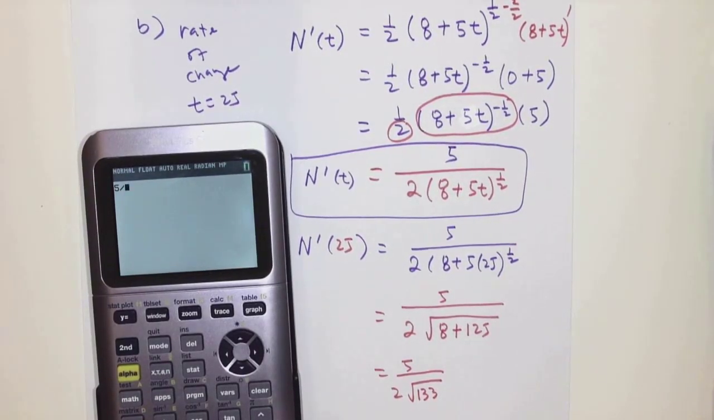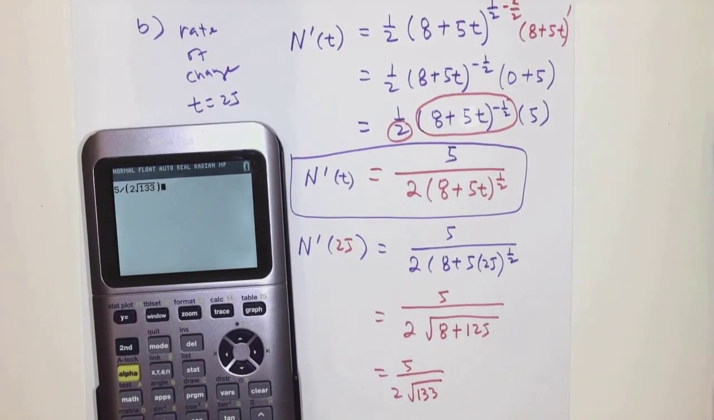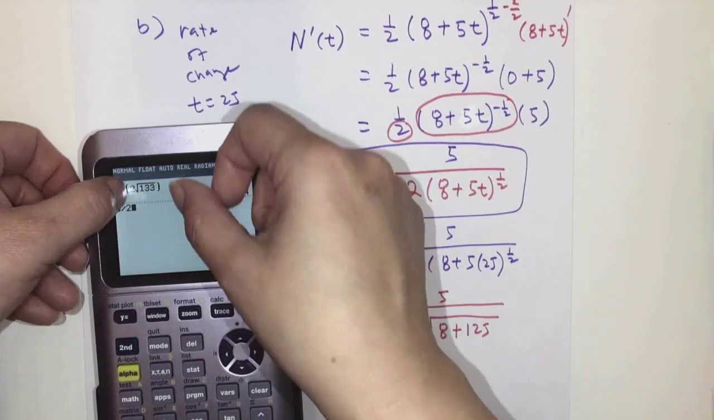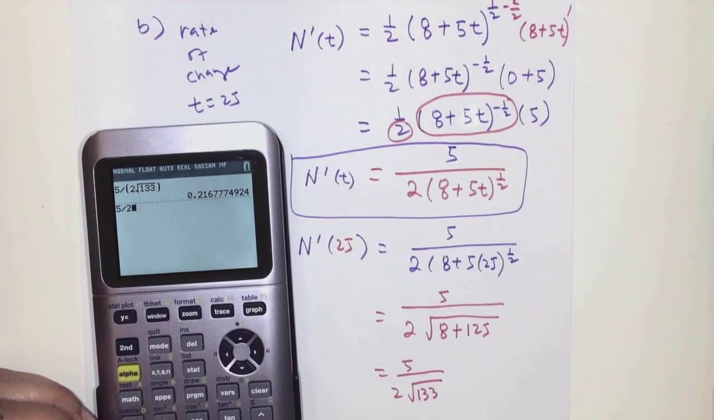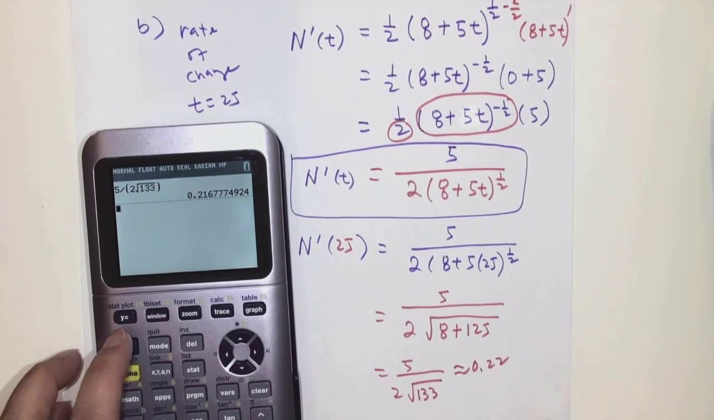5 divided by parenthesis 2 square root of 133, close it. Okay, so you have to be very careful when you do this, okay? Because if you do 5 divided by 2, that would be like a fraction. If you don't put the bottom part in the parenthesis, your answer is going to be wrong, okay? The answer should be about 0.22 if we round it to 2 decimal places.